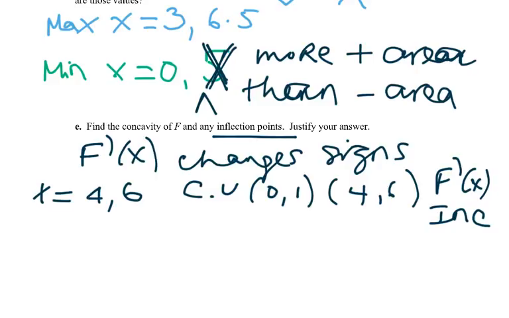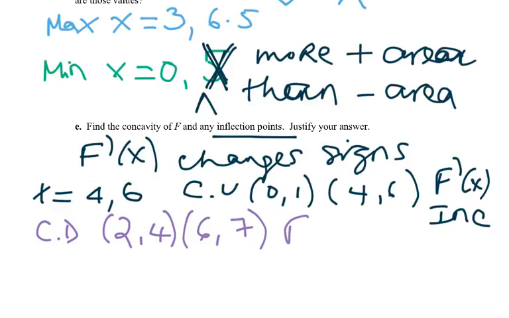And it's concave down from 2 to 4 and from 6 to 7 because f prime of x is decreasing. Okay? We spent a lot of time talking about this. If you're still not sure, ask questions tomorrow or Monday.